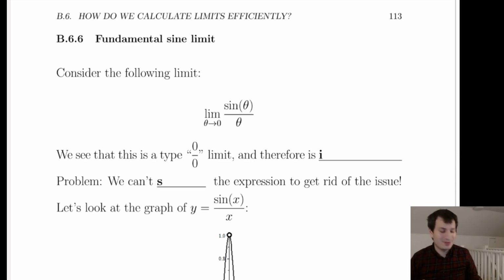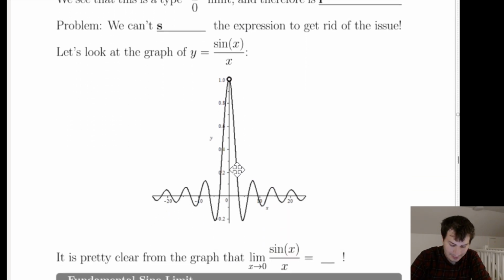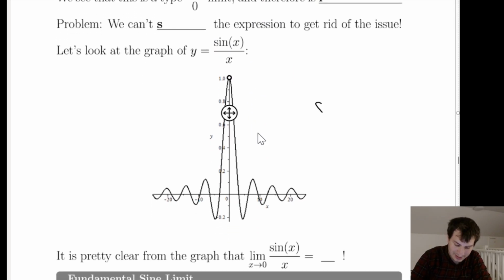Okay, welcome back. So now we're on to another section, B.6.6. B.6 is how to calculate limits, and B.6.6 is about something called the fundamental sine limit. The fundamental sine limit is related to this really funky function that you see over here. It's the function sine of x divided by x.